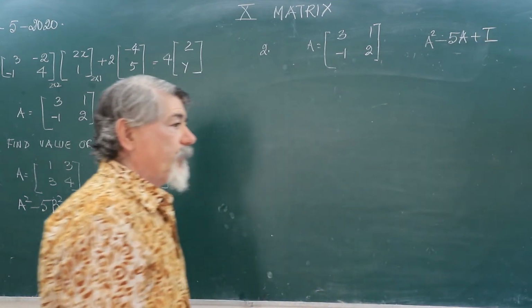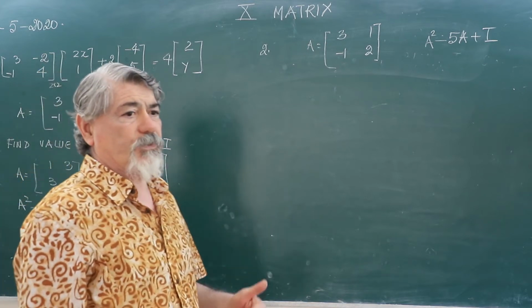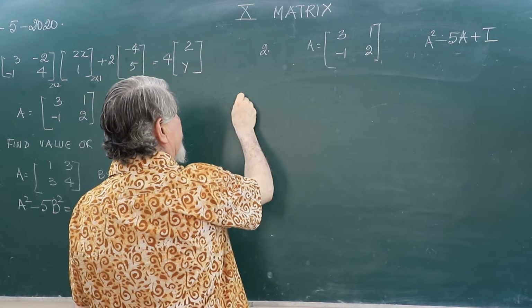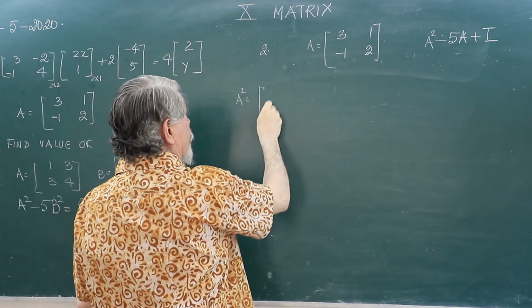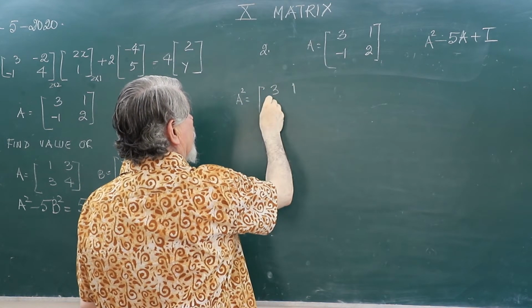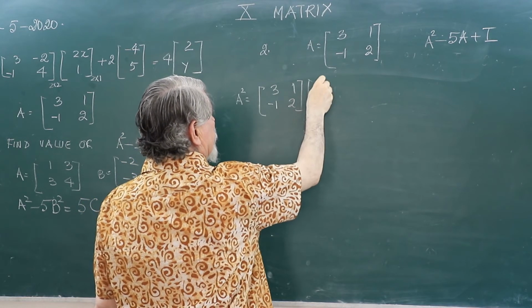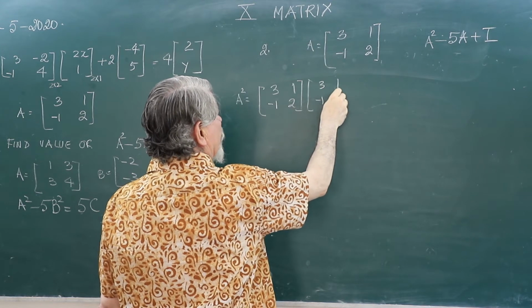So what I do is, first of all, I am going to calculate A square by multiplying A and A. A square will be A into A. So it will be 3, 1, minus 1, 2, multiplied by 3, 1, minus 1, 2.